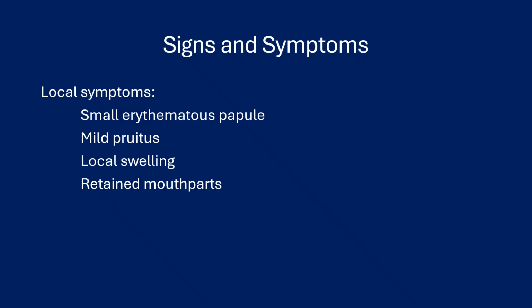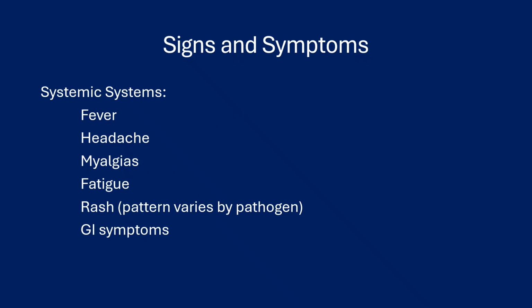Signs and symptoms. Local symptoms, typically small erythematous papule at the site, mild pruritus or itching, local swelling, retained mouth parts sometimes seen. Systemic symptoms that are worrisome: fever, headache, muscle aches or myalgias, fatigue, rash. Pattern varies by the pathogen, and sometimes GI symptoms.